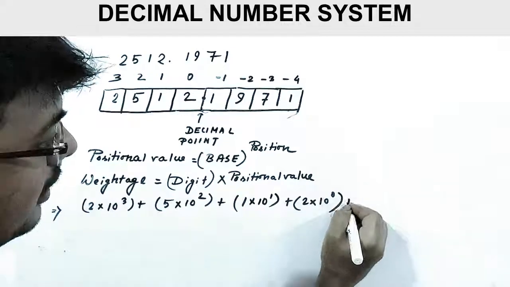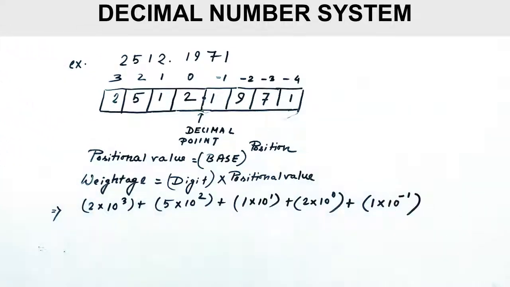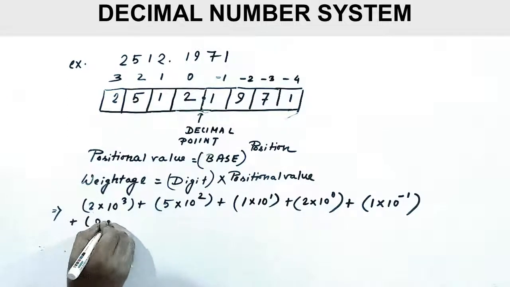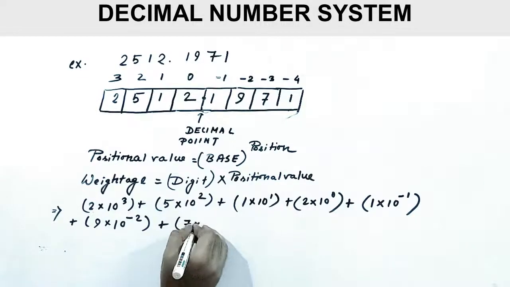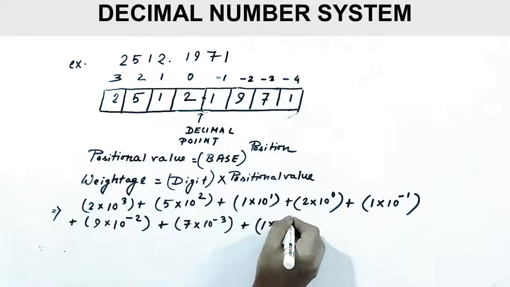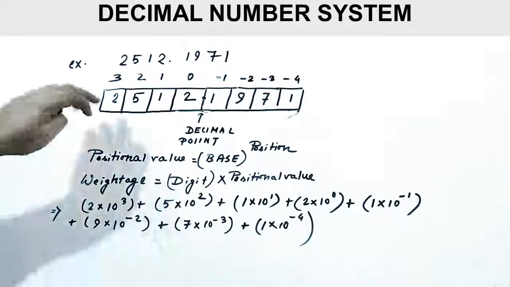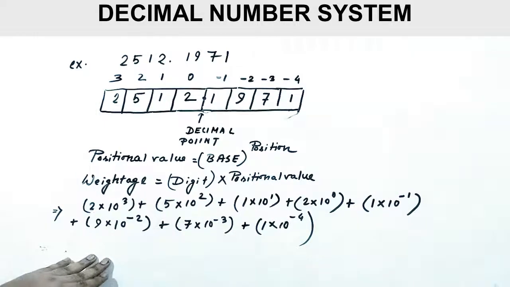For the fractional part, it will be 1 into 10 to the power of -1. For the next one, 9 into 10 to the power of -2, plus 7 into 10 to the power of -3, plus 1 into 10 to the power of -4. If you sum it up, it will again become 2512.1971.